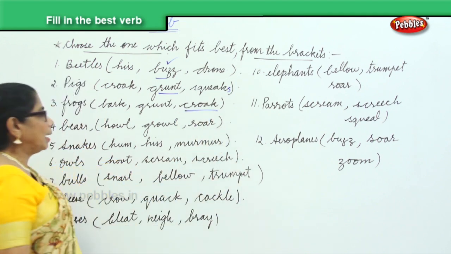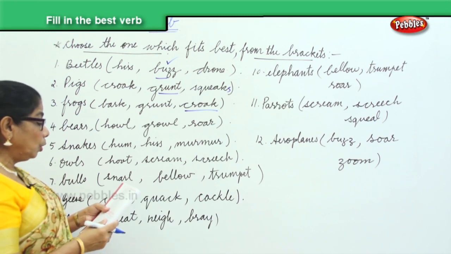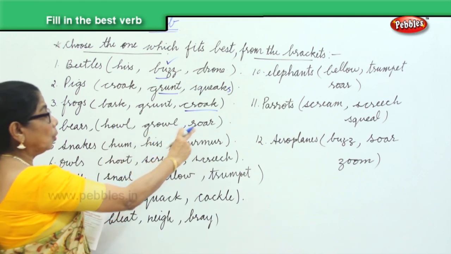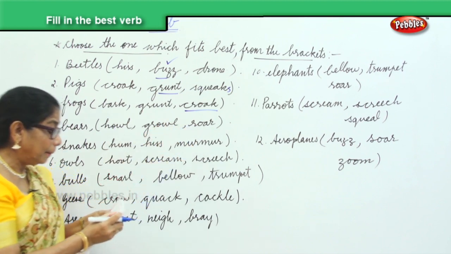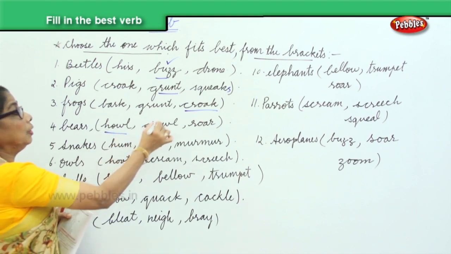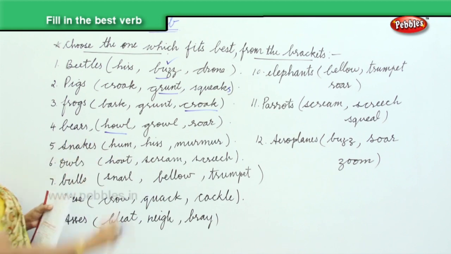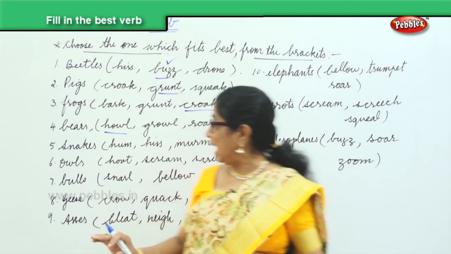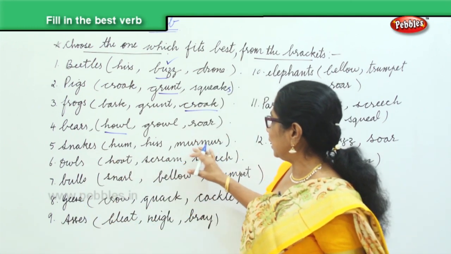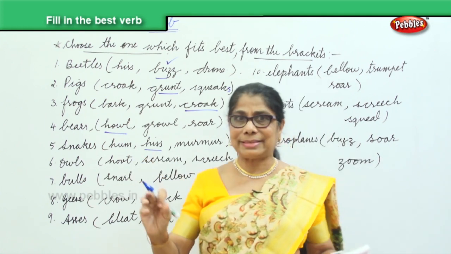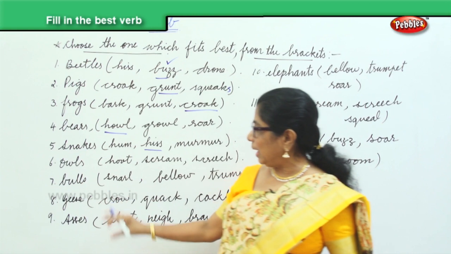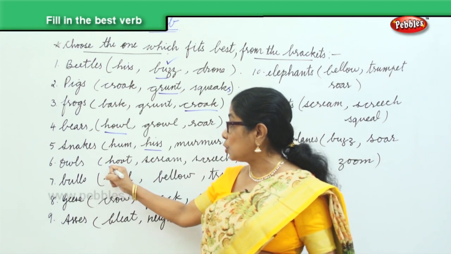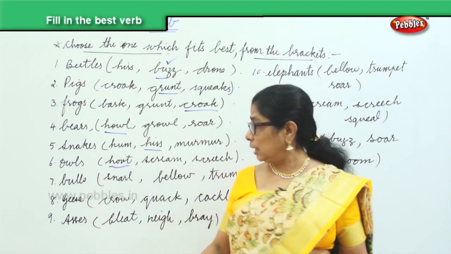Very good. Next one, bears. What do the bears do? Bears normally howl, roar, they growl. The bears howl. They don't growl, they don't roar. The bears howl. You will see the howling of the bears. And the next we have snake. Everybody knows you don't say snakes hum, snake murmur. The snake hisses. Next we have owls. What do the owls do? Do they scream or screech? No. Owls hoot. Hooting of the owls in the forest.